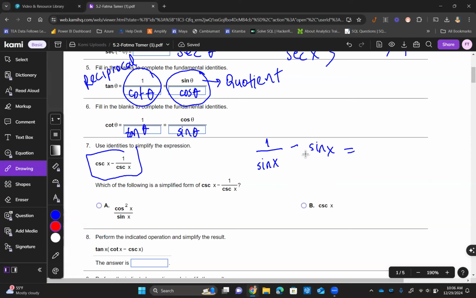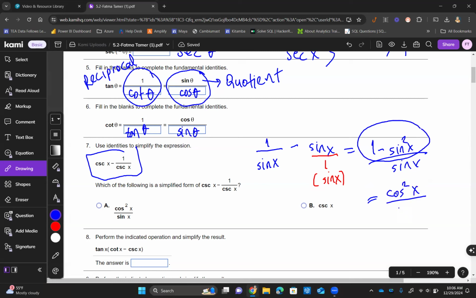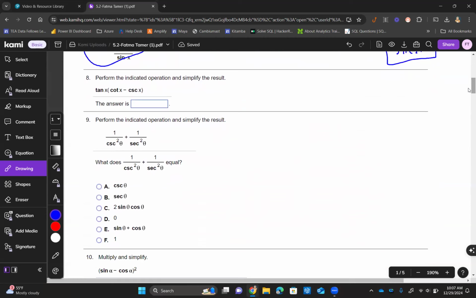Since they don't have a common denominator, because this one has a denominator of 1, I need to multiply the second one by sine of x to get them to common denominators. So 1 will stay the same. Sine x times sine x is sine squared of x, over the common denominator, which is now sine of x. And then using the Pythagorean identity, 1 minus sine squared x will always give me cosine squared x. And then I'm dividing this by sine of x. And since this answer is available in the answer choices, I will not try to simplify it further. And this is done for number 7.